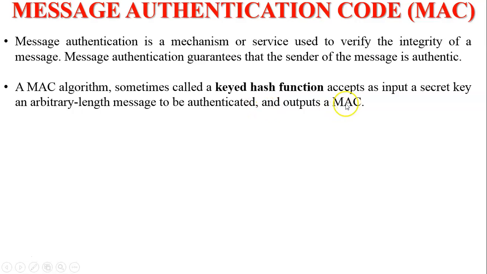We already know that with a hash function we can achieve integrity. Whether a message is altered during the transmission or not, we can detect it. Here, MAC is one kind of keyed hash function. With the help of the key, we can achieve authentication. So MAC is also called a keyed hash function, and we can achieve integrity as well as authentication.